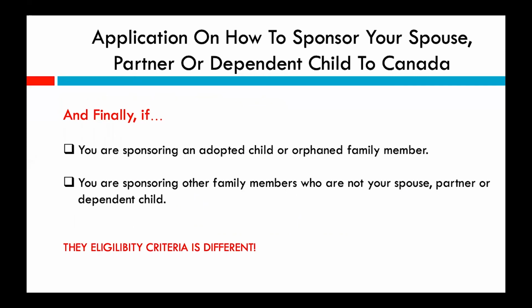And finally, if you're sponsoring an adopted child or orphaned family member, or you are sponsoring other family members who are not your spouse, partner, or dependent child, their eligibility criteria is different. I'm also going to leave a link in the description area for the sponsorship package for adopted children.